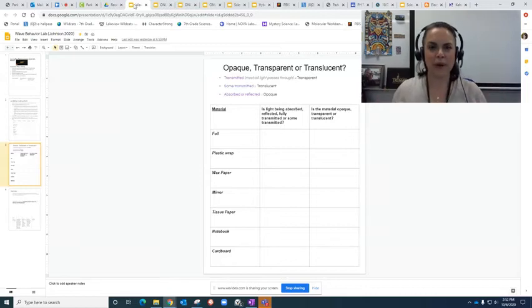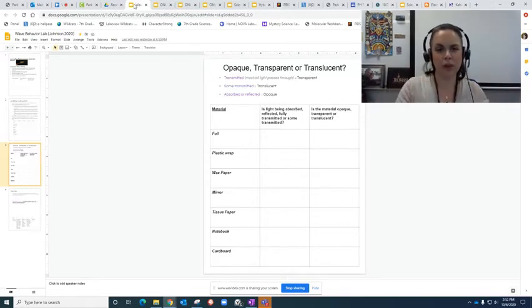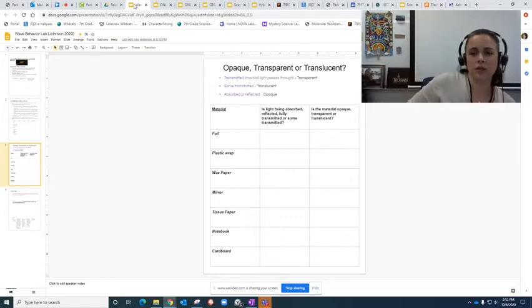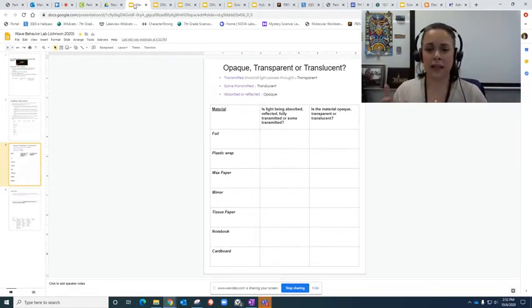Right, so we're back now, and you've done part one and you've done part two. And so here is part three. Basically, we're going to be taking this information from part two, where you were deciding, is light being absorbed? Is it being reflected? Is it being transmitted fully, or is it being partially transmitted? And now we're going to apply some different terminology to it.